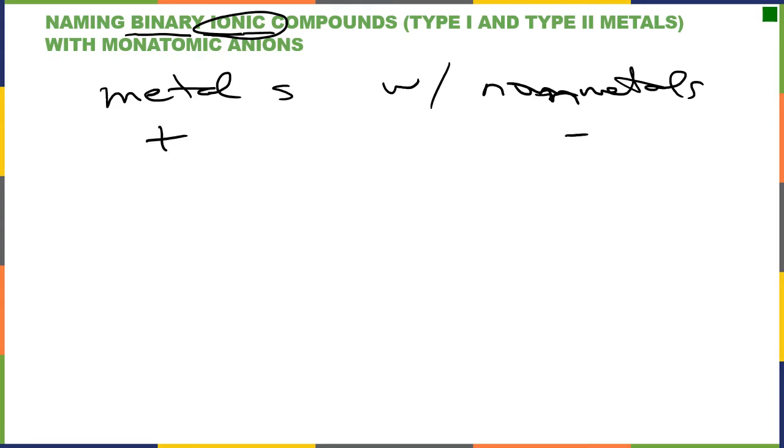We know metals, when they react, lose electrons, become cations. We know nonmetals, when they react, gain electrons and become anions. And we're going to start simply. We're going to start with type 1 here, metals, and nice, simple monatomic anions.